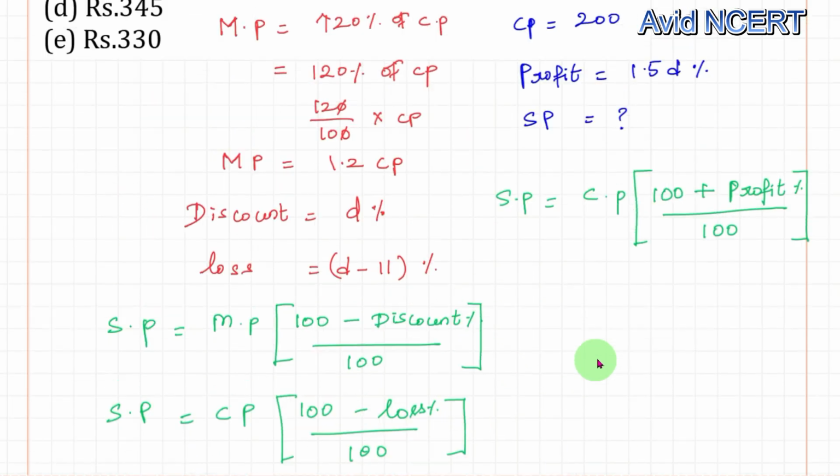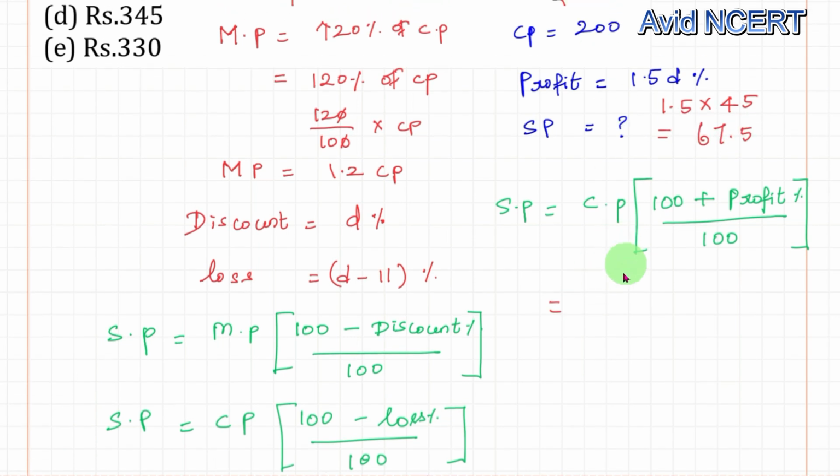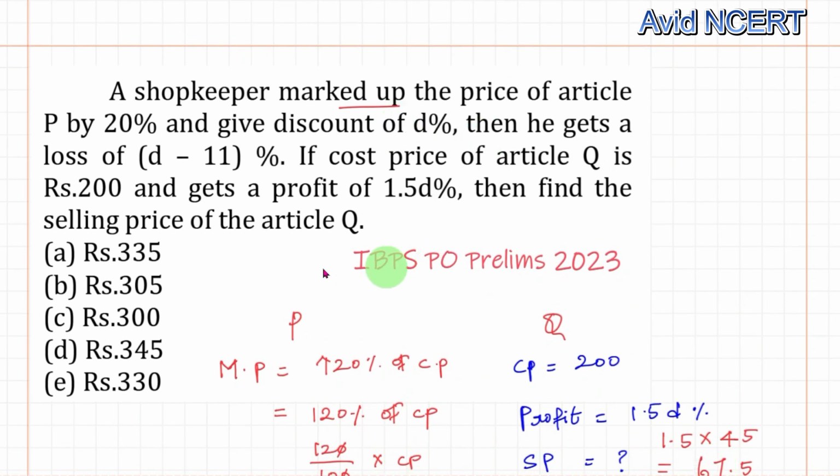Now we just have to substitute this value of D in the formula. Since D is 45, profit percentage is 1.5 times 45, which is 67.5. So the selling price is the cost price 200 into (100 plus 67.5) divided by 100. Simplifying, the zeros cancel, it is 2 times (100 plus 67.5), which is 2 times 167.5, which equals 335. Therefore, the selling price of article Q is 335.